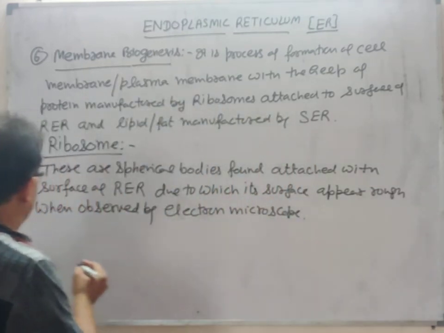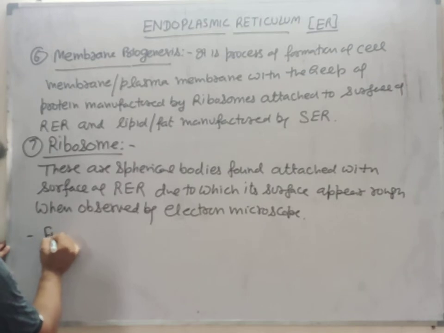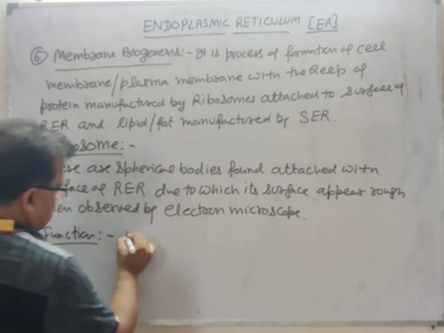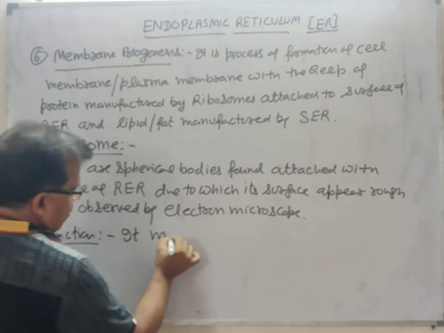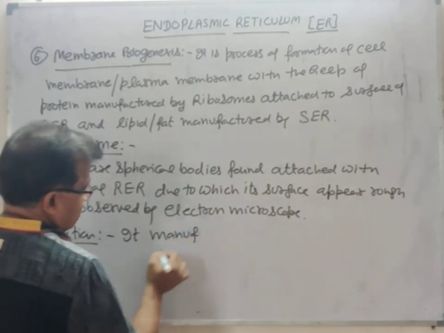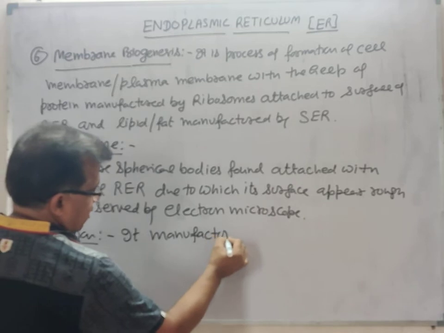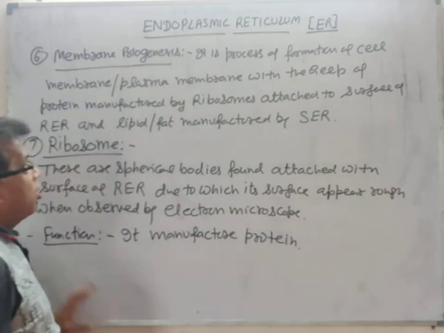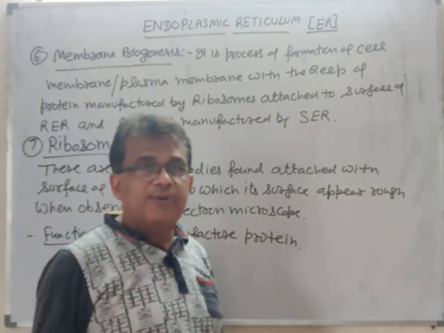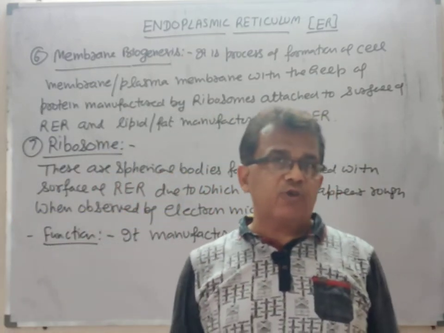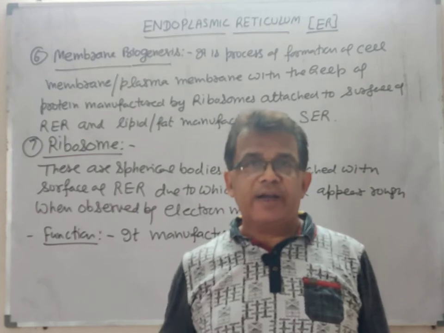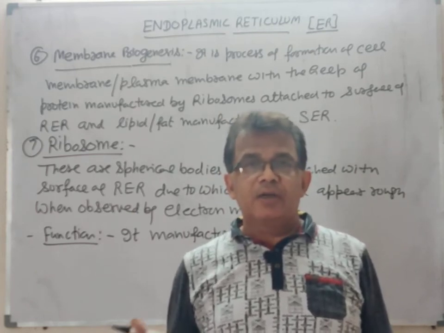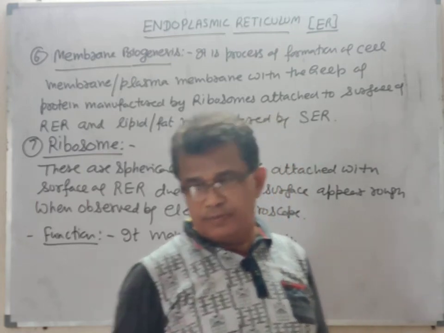And its function, function of ribosome. It manufactures, synthesizes, prepares protein. So this was all about the endoplasmic reticulum, rough endoplasmic reticulum, smooth endoplasmic reticulum, and ribosome. Now we shall study the next organelle, Golgi apparatus.